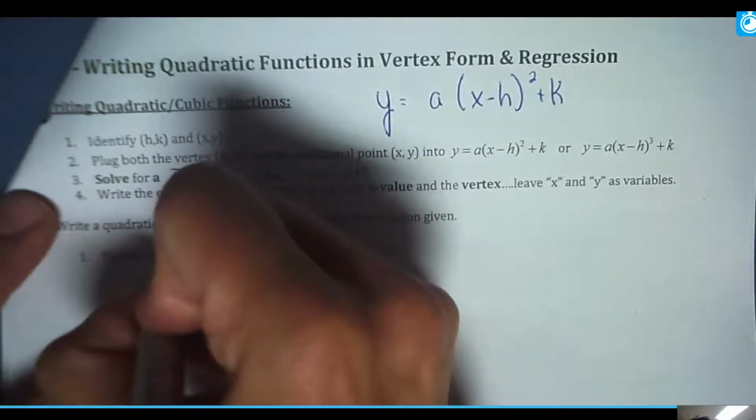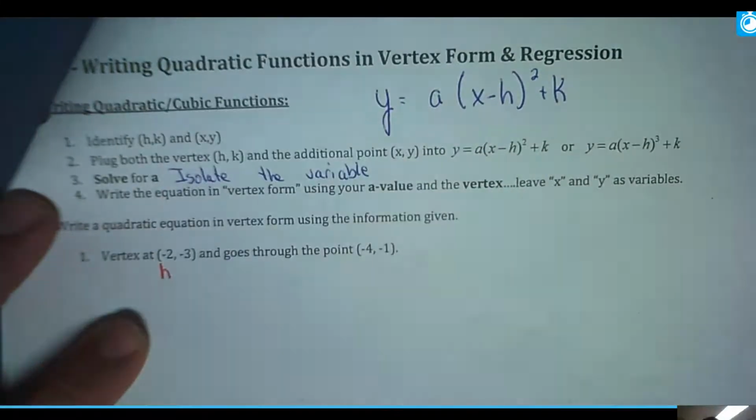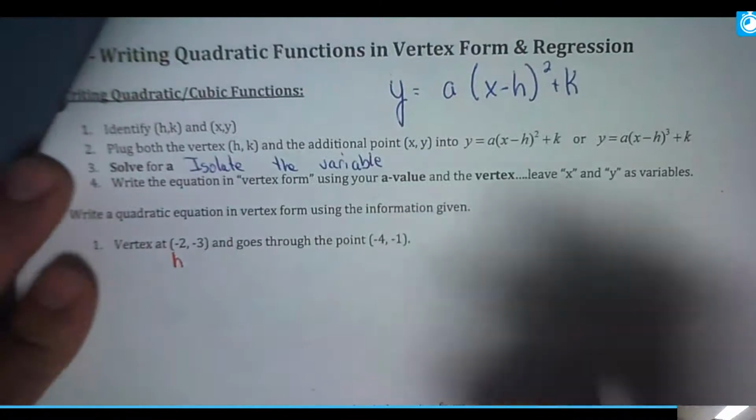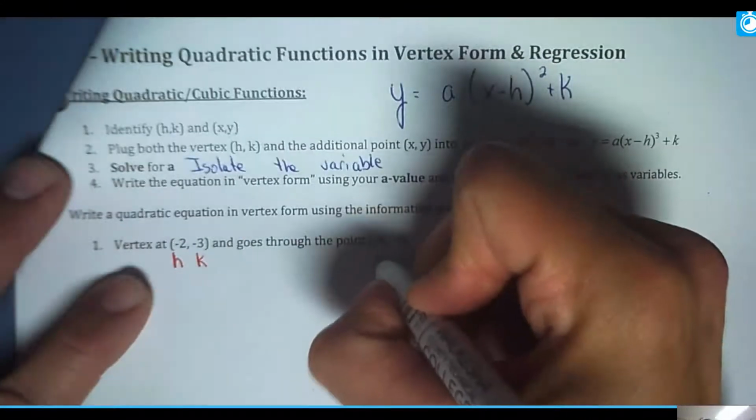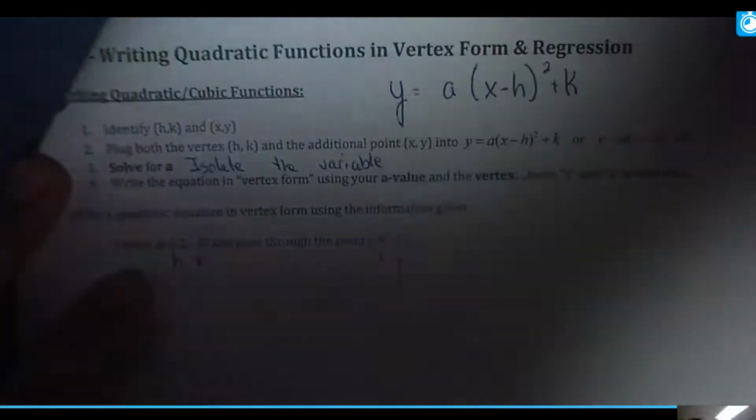So this is my vertex. This is going directly in for h. We will not be doing anything of the opposite. This will be directly in for k. This is an additional point, so I'll have an x and I'll have a y value.